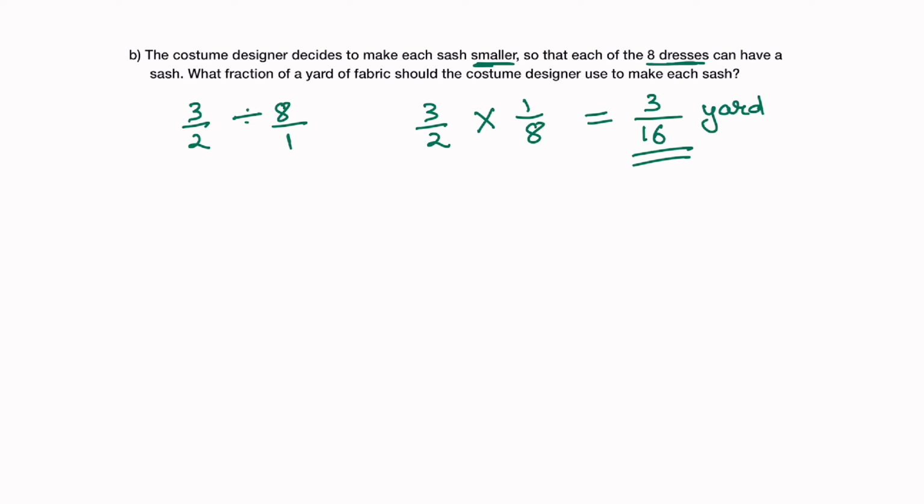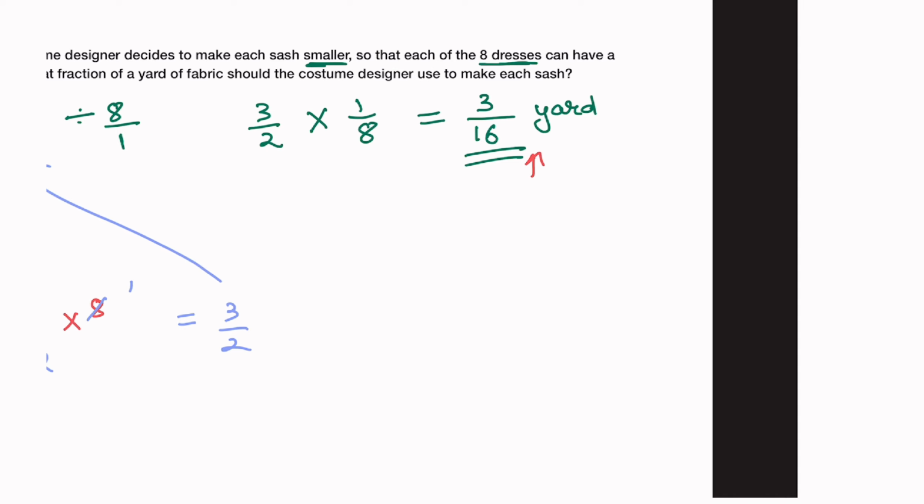So we can do the reverse process to confirm our answer. So this is the length we have here for each sash, that's 3 upon 16. And then we multiply with 8 because we are making 8 such sashes, right? So 8 times 1, 8 times 2. What do we get? 3 upon 2. Exactly this. Okay, so that was just a way to check our answer. Ready for the next one?